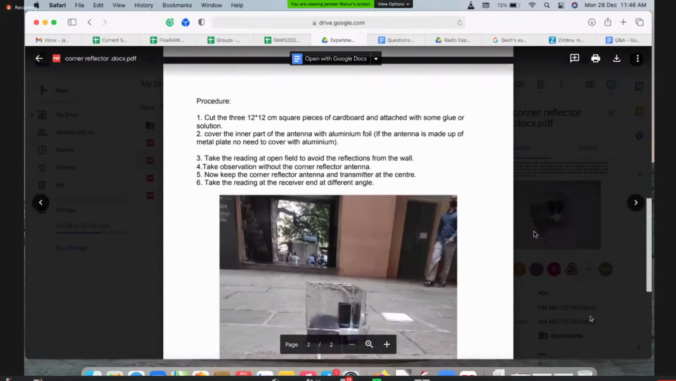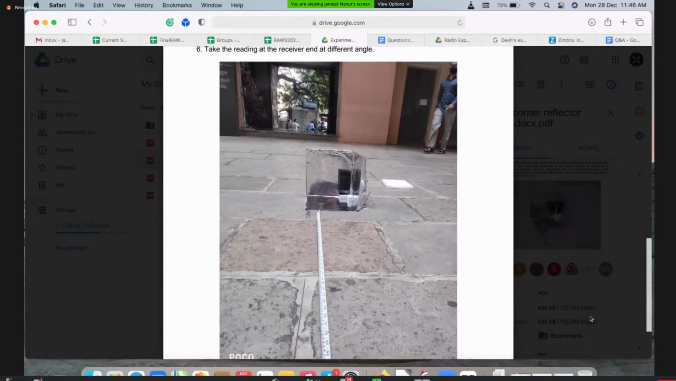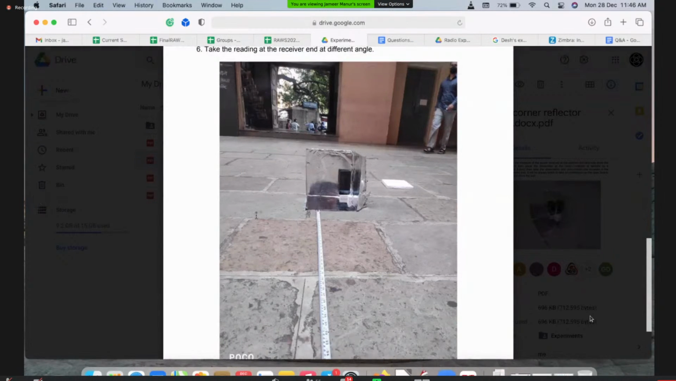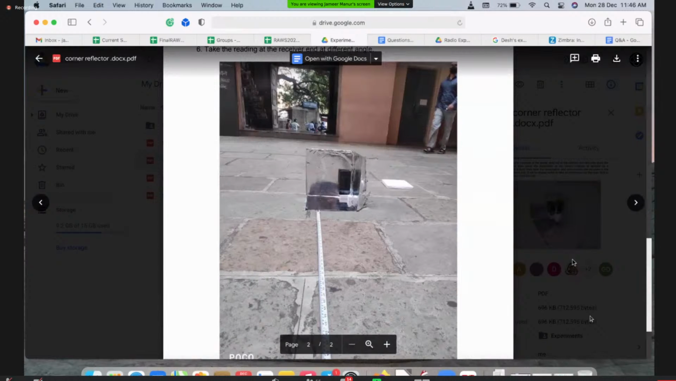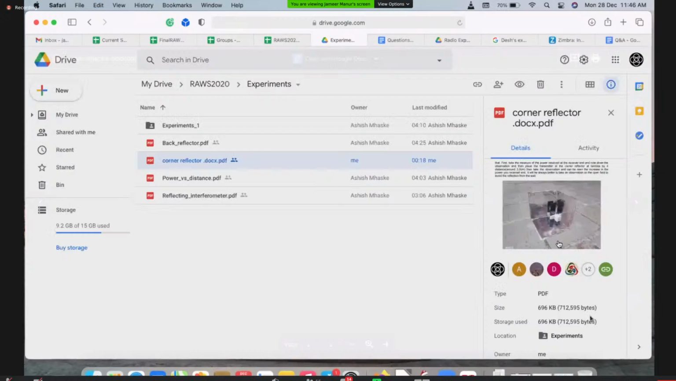So you can measure the distance and see how the power varies. You can also change the angle. From this end to this end, you can slowly go from this side to this side in an arc, and you will also see the variation in the power at the receiving end. So these are the manuals, you can go through them.